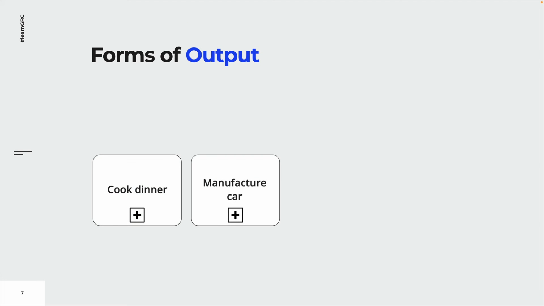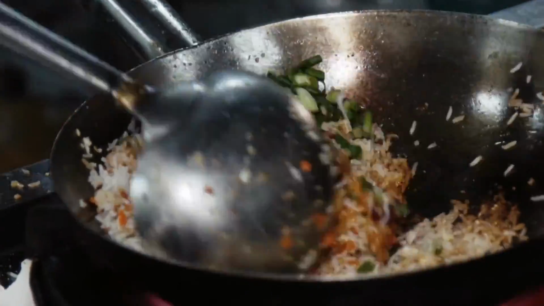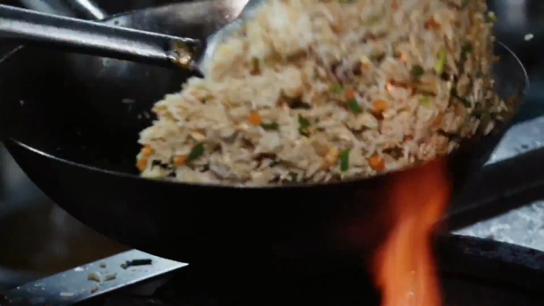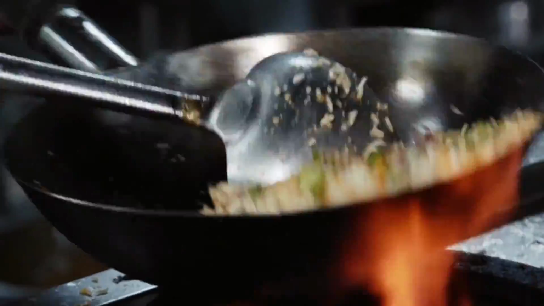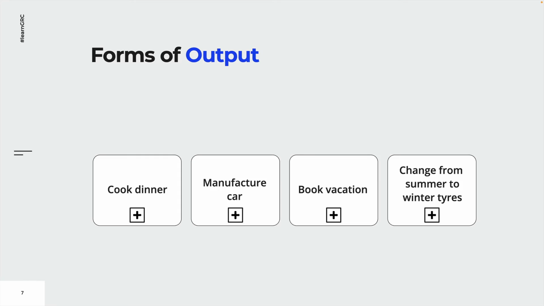Let's have a look at some examples. In order to cook dinner, you need the right ingredients and the necessary appliances in your kitchen. From a process perspective, we consider them as inputs. Cutting, cooking, frying, and so on are the activities within that process. The finished and hopefully very tasty meal is the output.